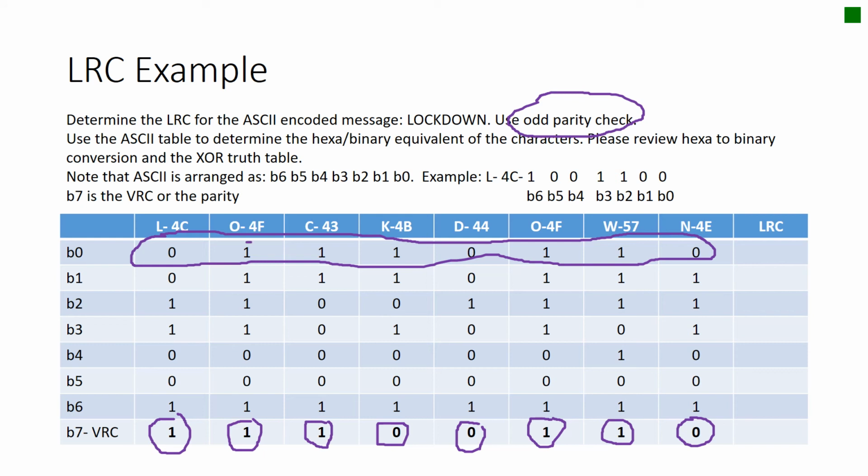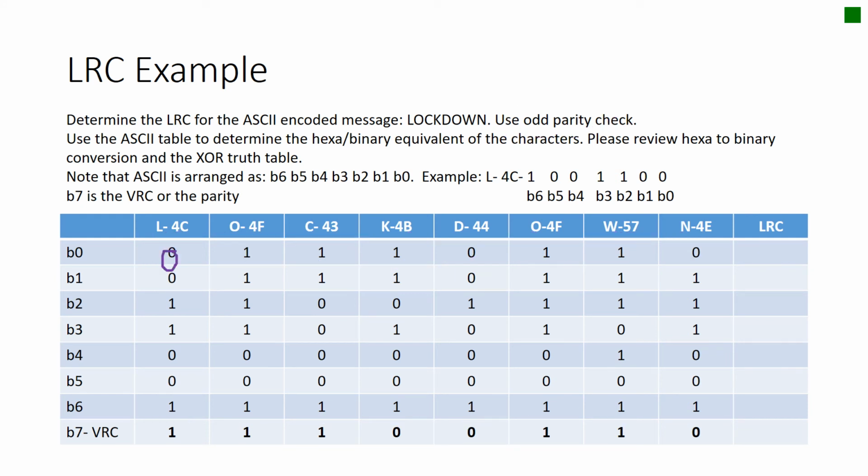Okay, so let us count. 1, 2, 3, 4, 5. So the number of ones is already odd numbered, and since we are using odd parity check to determine LRC, the LRC should be binary 0. Okay? The same is true if we're going to use XOR. XOR the bits in all the bit positions for the message LOCKDOWN. So, let us do that.